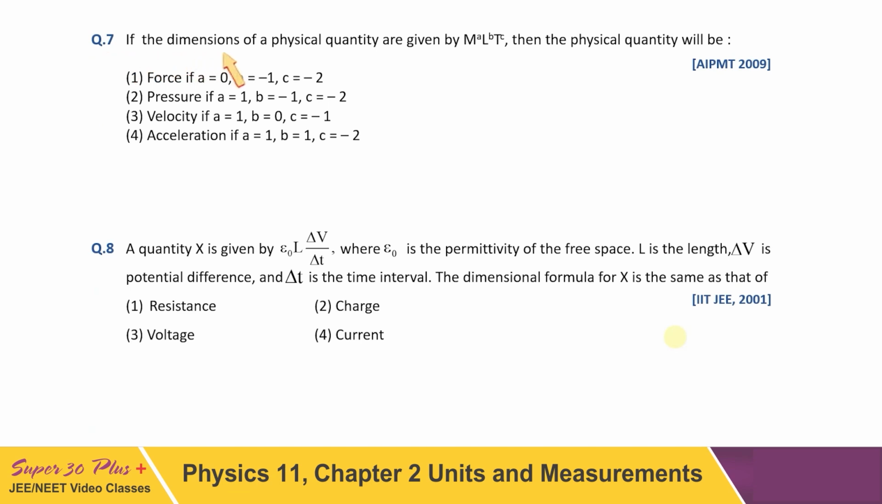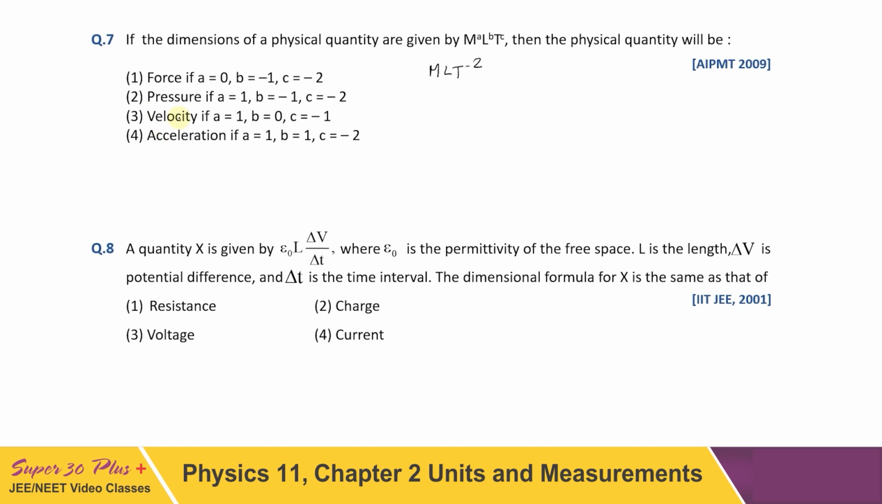If the dimensions of a physical quantity are given by M^a L^b T^c, then the physical quantity will be. Now we have to check each of the options. For force, what is the dimensional formula? It is MLT^-2. So check whether the given option is correct. No, because it is saying a is equal to 0 and M is having power a. So this cannot be force. This is not correct.